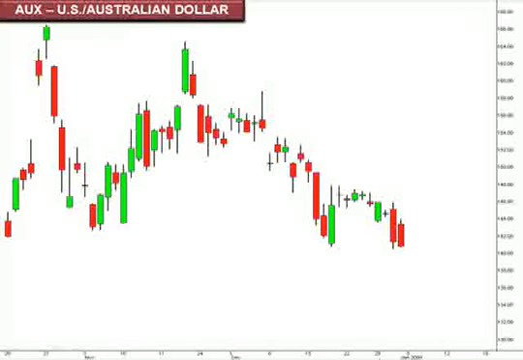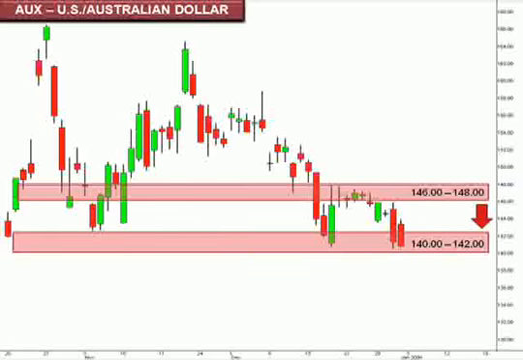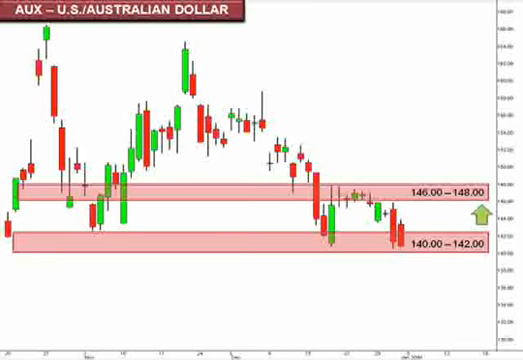And finally, the AUX, the US versus the Australian dollar, rejected in at the 146 to 148 focal zone to test the lower range of our target last week down at the 140 to 142. Now, any continuation of this weakening of the US dollar against the Australian dollar, confirmed by a break below the 140 mark, will likely yield a test of the 134 to 136 zone. Now, what we need to watch for is some consolidation here at the 140 to 142 area, with the likelihood for a retest in at that 146 to 148 this week.